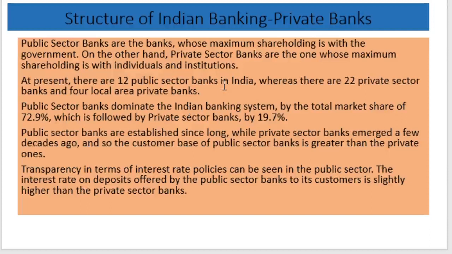A comparison between private sector banks and public sector banks is given here. Public sector banks are banks whose maximum shareholding is with the government, whereas in the case of private sector banks, maximum shareholding is with individuals and institutions. This is one of the important differences between public sector banks and private sector banks. At present, we have 12 public sector banks and 22 private sector banks.